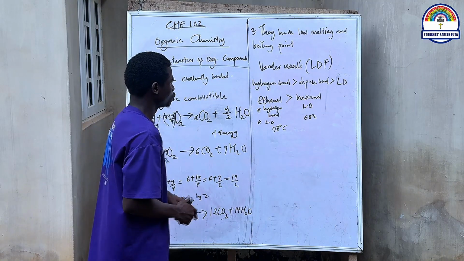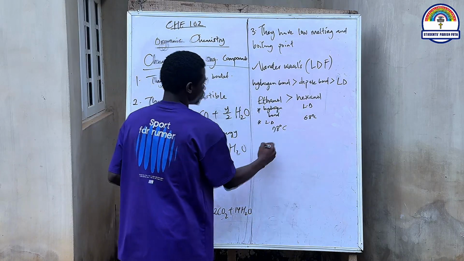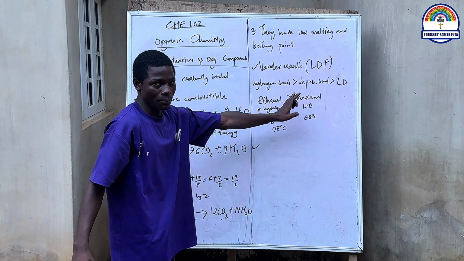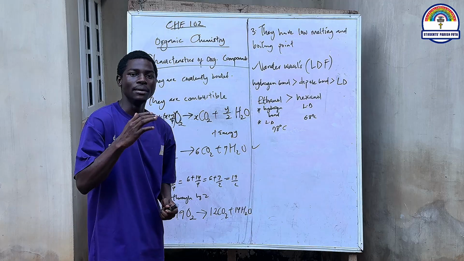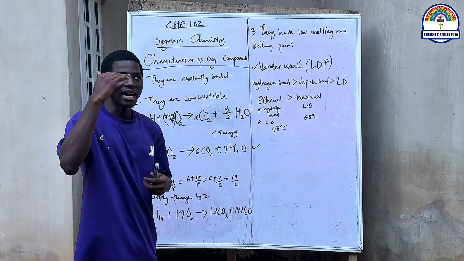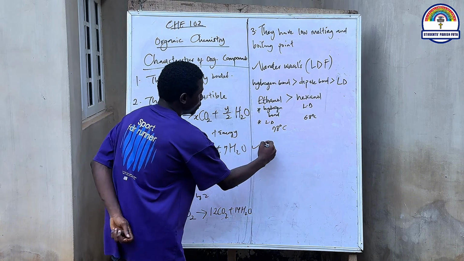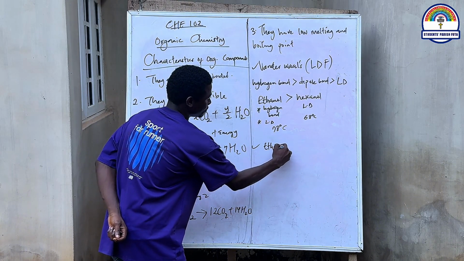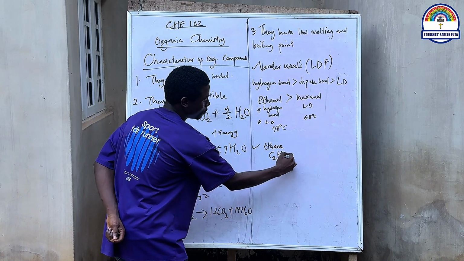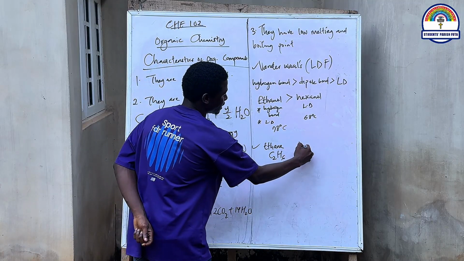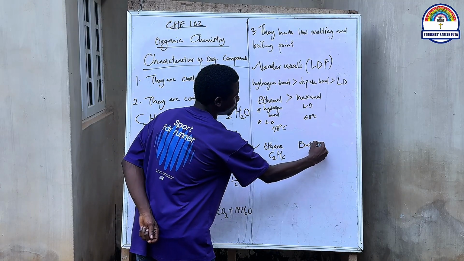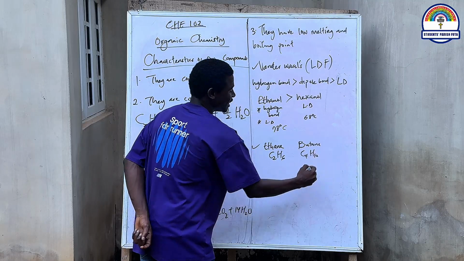Now here is the point I want to put out there. I want you to note that. So we've spoken about their low boiling point and high boiling point. Now let's look at how their boiling point and melting point either increase or decrease as they get bigger. So let's look at ethane, for instance. Ethane has 2 carbon atoms and 6 hydrogen atoms. Let's look at butane. Butane has 4 carbon atoms and 10 hydrogen atoms.